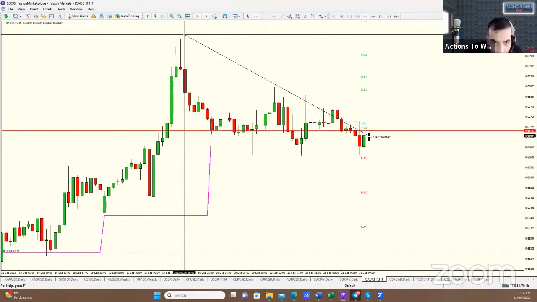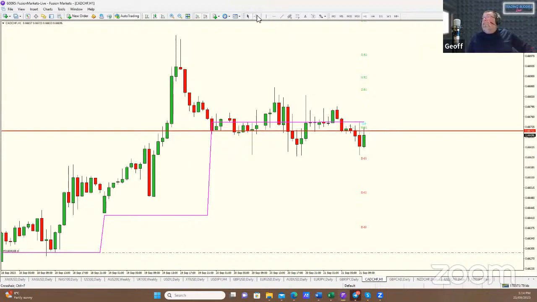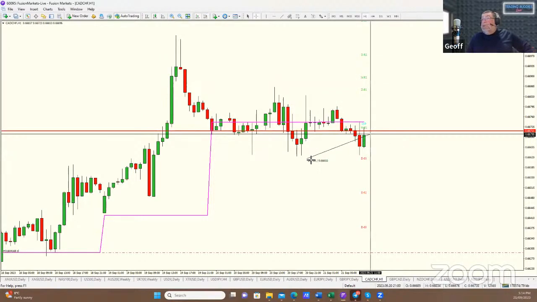340 pipettes, so 34 pips. And then if you take that entry to a potential profit-taking area on the short. On the short, yeah. Well, where's your first profit area here? Well, probably right the way down where your stop is. Where your stop is would be okay. Yep, 40. It's just not worth it.